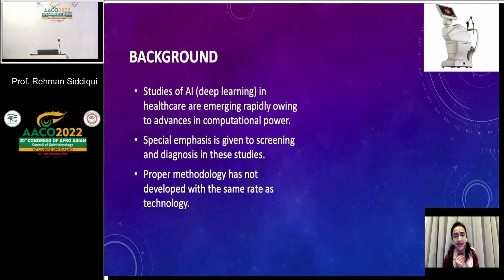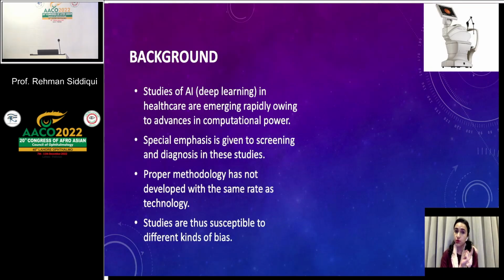However, we have seen that even though it keeps increasing and there are heaps and heaps of research going on in this field, proper methodology is not followed and it is not being developed at the same rate as the development of technology. So this is one thing to keep in mind when you are studying or going through studies related to AI in healthcare.